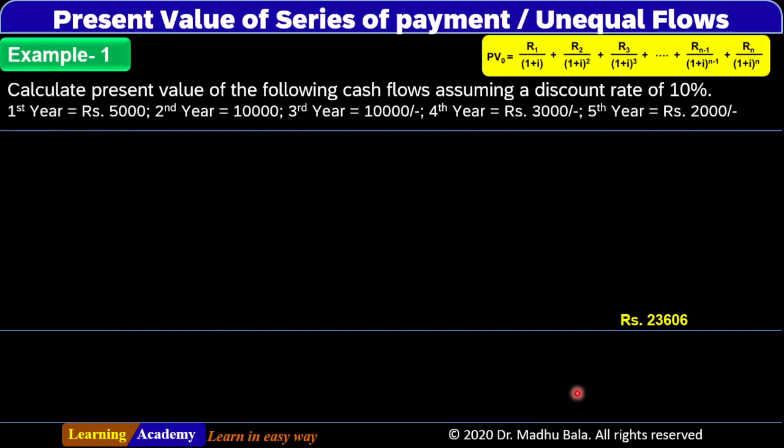So here we will understand this concept with the help of an example. Calculate the present value of the following cash flows assuming a discount rate of 10%. The cash flow for the first year is 5,000. For the second year the cash flow is 10,000. For the third year this amount is 10,000 and for the fourth year the cash flow is 3,000. Again for the fifth year the amount is rupees 2,000. So we will have to compute the present value of these unequal cash flows.